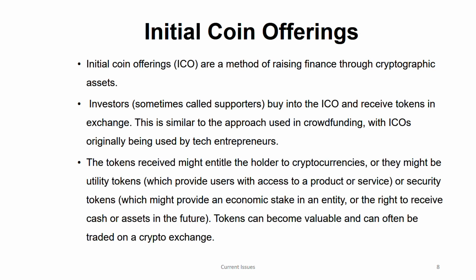Next, the tokens received. What happens when the investors receive tokens in exchange? When the supporters buy the ICO, it entitles the holder to cryptocurrency once you receive the token. There could be many types of token, like a utility token. What is the meaning of a utility token? A utility token gives access to a product or service. Users will have access to the product or service. A security token means they will have an economic stake in an entity, or they might receive cash in the future.